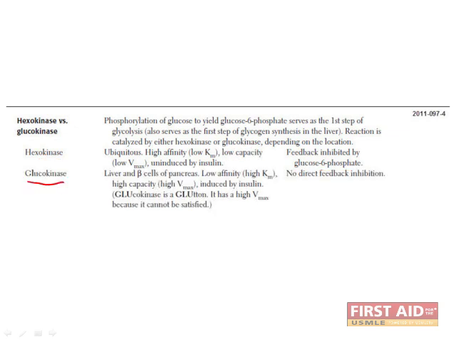Glucokinase, on the other hand, is only found in the liver and beta cells of the pancreas. It has a low affinity for glucose, but a high capacity, or maximal reaction rate. This means it's not going to be active unless you have a lot of glucose, but if you do have a lot of glucose, it can act very quickly to phosphorylate it. Also, it has no feedback inhibition from glucose 6-phosphate, so as long as there's lots of glucose in the blood, glucokinase will actively phosphorylate it.